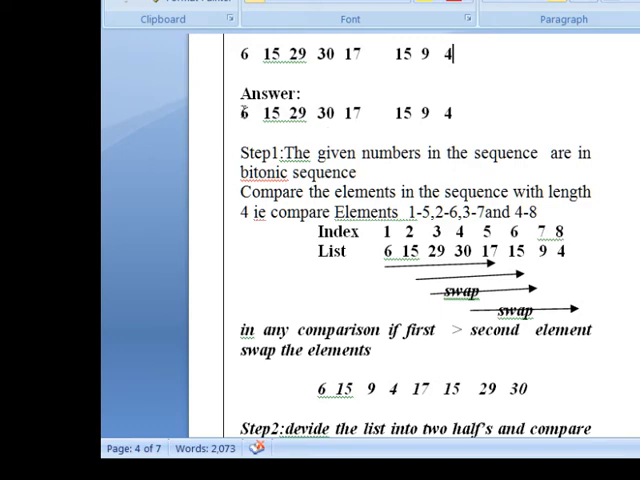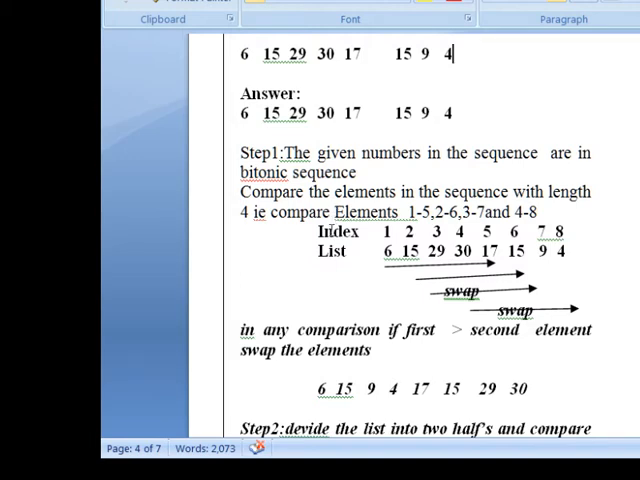Now see, 6 to 15 increasing order, 15 to 29 increasing, 29 to 30 increasing, 30 to 17 decreasing, 17 to 15 decreasing, 15 to 9 decreasing, 9 to 4 decreasing. Listen carefully once again, I will explain this particular technique. Now if you observe that the given sequence is a bitonic sequence, so step 1, the given numbers in the sequence are in a bitonic sequence. So we can directly apply the bitonic sorter.